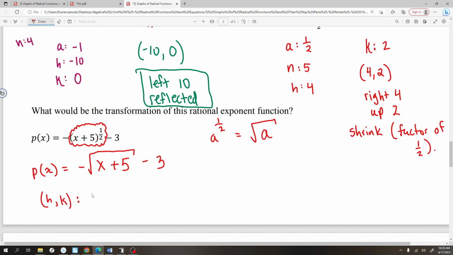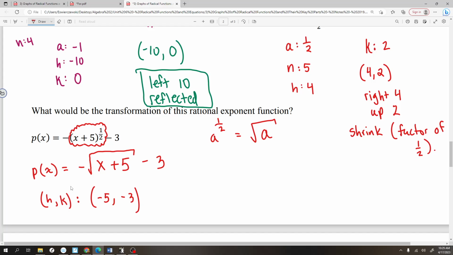Anyone? Careful, H is tricky. Yeah. H is -5. Some of you might be confused with that. It's because, am I subtracting inside the radical? No. I'm adding. So that means the H value is negative. That's tricky to remember. It's the same when we had it in rational functions. It's the same thing. -3 stays the same. Good.